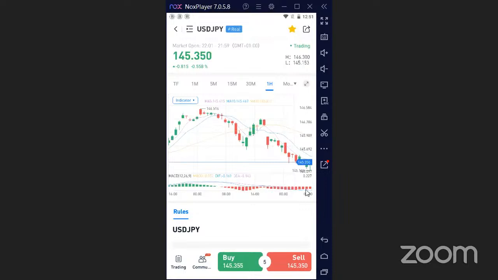So the price is going to come back down to... I'm waiting for our price to get back to 145.295 before we place a buy trade.